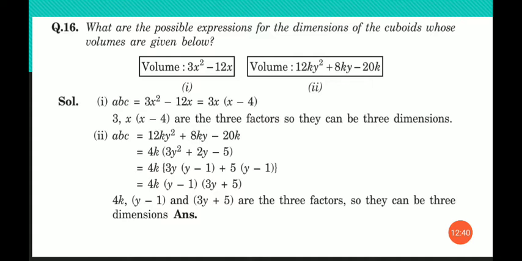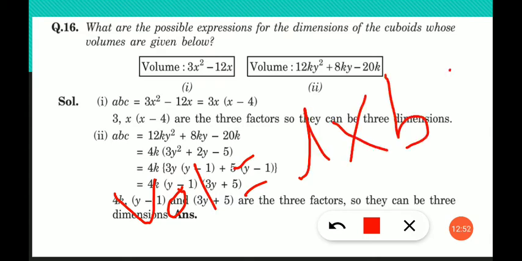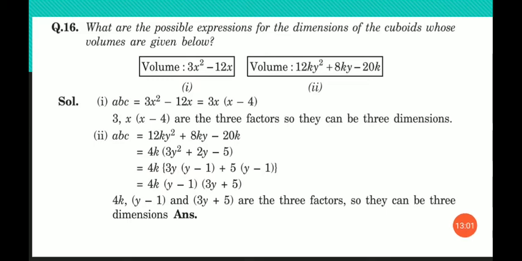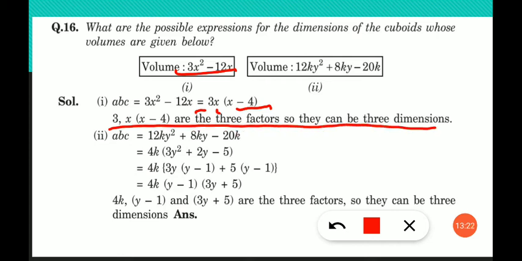So question number 16 says, what are the possible expressions for dimensions of the following cuboids whose volumes are given? Since volume is given, we know that volume is equal to length into breadth into height, which means that we have to find three factors of the given volume. So first one is 3x square minus 12x. So what could be the factors? We can take 3 common, we can take x common, then inside we are left with x minus 4. So the three factors are 3, x and x minus 4, and hence these are the three dimensions.